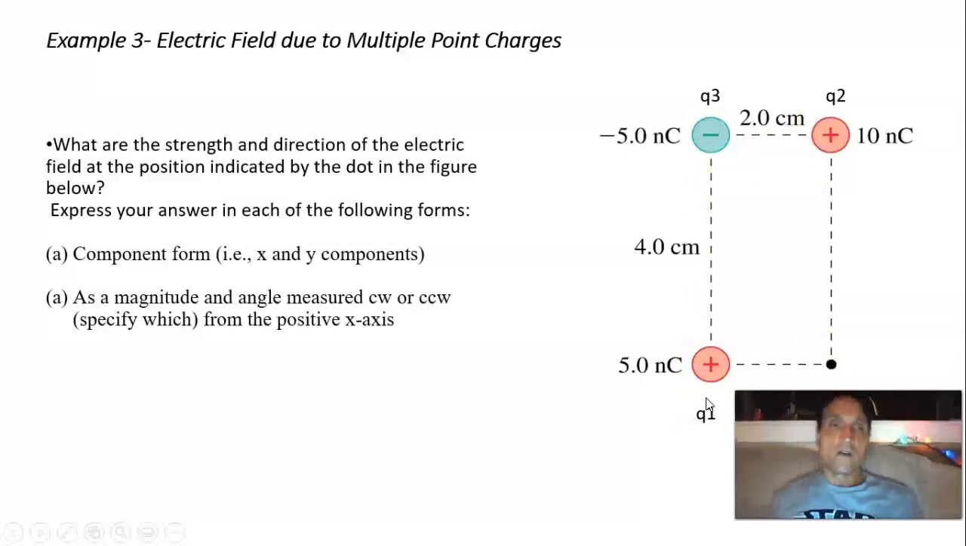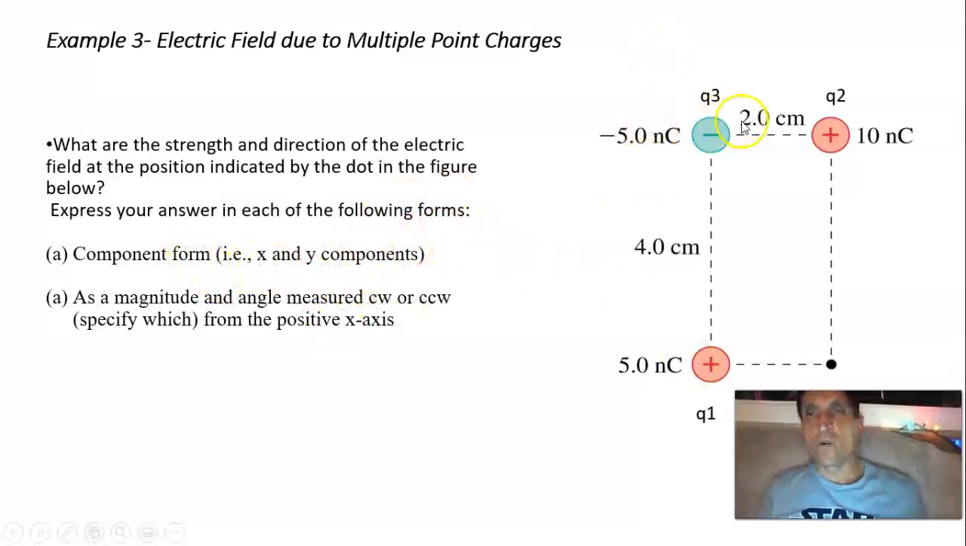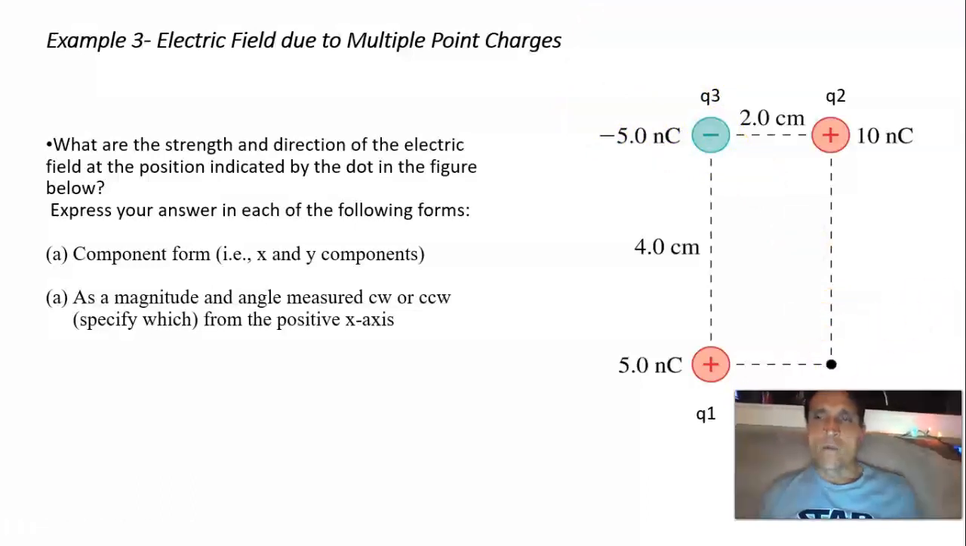We want to first find the total electric field in component form, meaning the x and y components. We're going to use a coordinate system. As usual, we'll take y being up and x being to the right. So we want to find the electric field in component form, and then when we know the components, we can use the Pythagorean theorem and the tangent formula to get the angle and the magnitude of the resulting field.